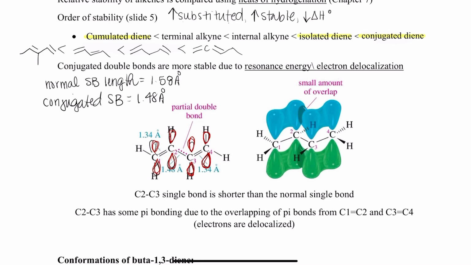And so that is why we say that our single bond has a partial double bond character due to that small amount of overlap. There's also another saying that I like: the shorter the bond, the stronger the bond. And we just went over how we went from 1.58 to 1.48 angstroms. So that is why our conjugated double bonds are going to be much more stable compared to isolated double bonds. And then we're going to talk about allylic radicals and other allylic intermediates, and they're going to be much more stable due to our resonance and our electron delocalization.